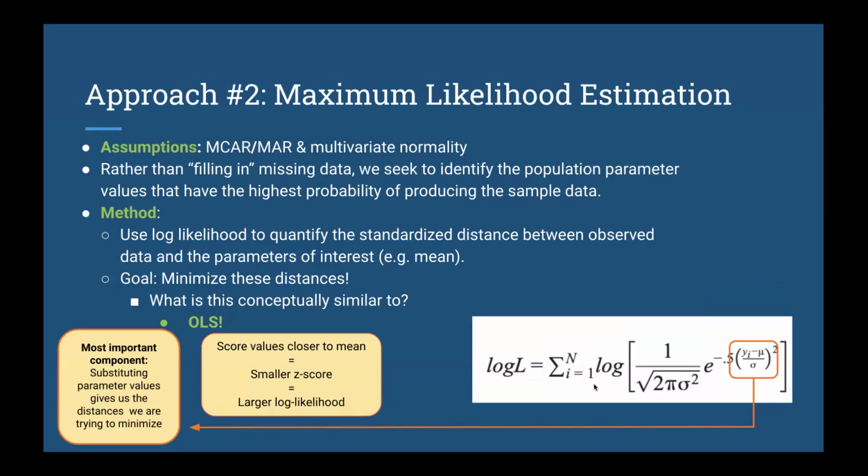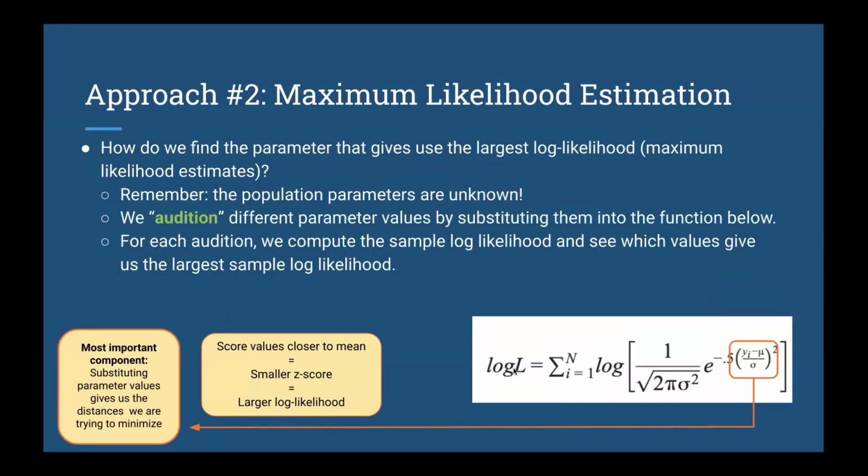How it does that is, a score closer to the mean, as you can see, would cause a smaller z-score since the numerator is shrinking. And this would ultimately cause a larger log likelihood. Since the population parameters are unknown to us, we audition different parameter values by substituting them into the function, and then see which ones produce the largest sample log likelihood.